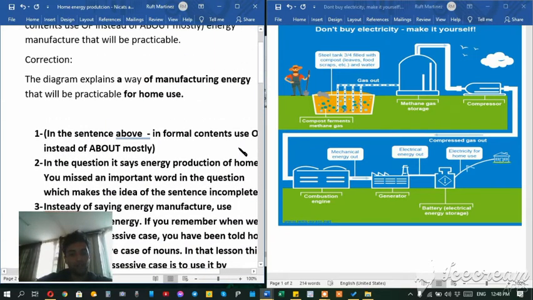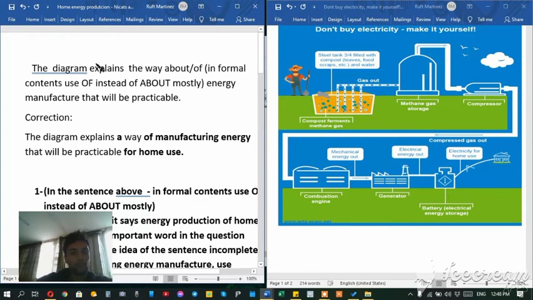Okay, let's just start. I checked your introduction. It wasn't bad. It was okay, but you have minor mistakes. You said the diagram explains the way a manufacturer will be practicable. You have minor mistakes here.